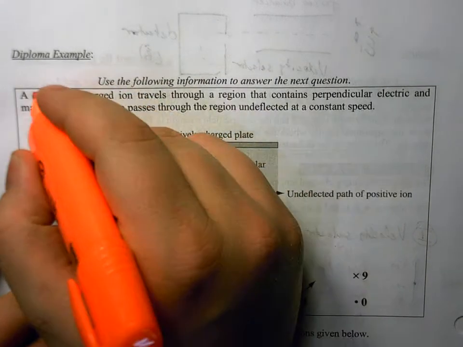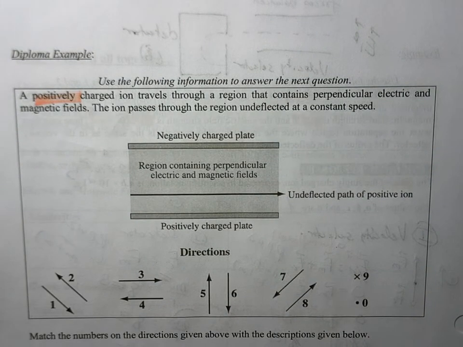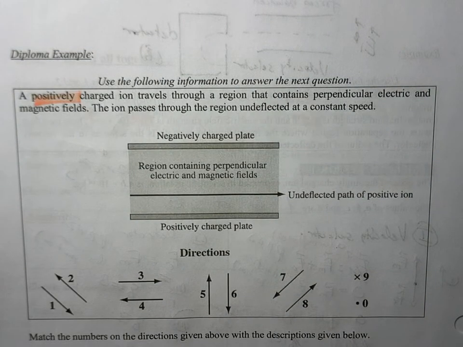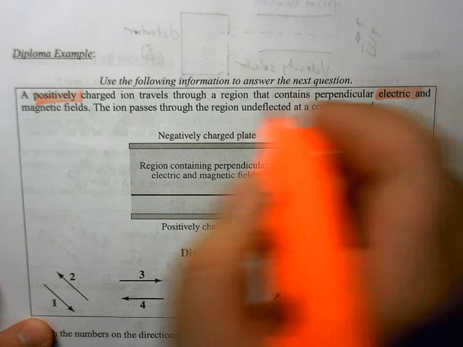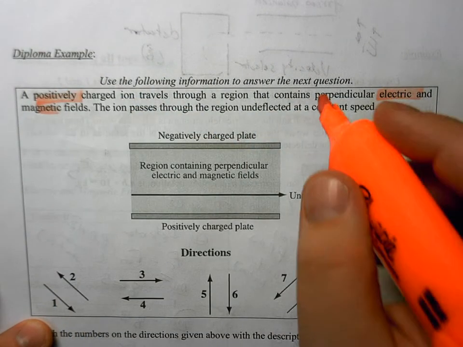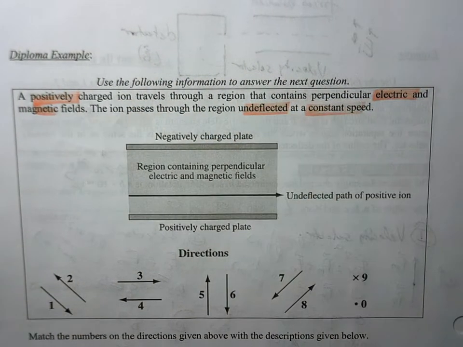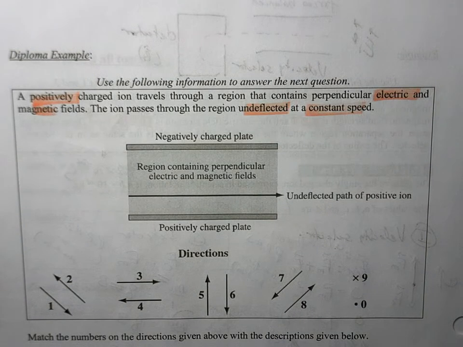So we have a positively charged particle, or ion rather. It travels through a region that contains perpendicular electric and magnetic fields, and the ion passes through the region undeflected at constant speed. So before we touch anything, let's dissect the problem.